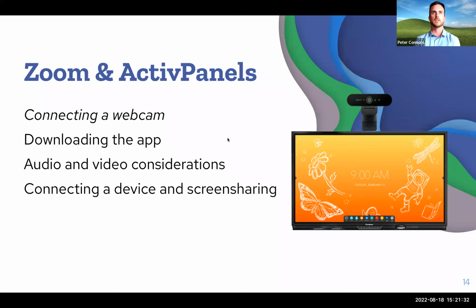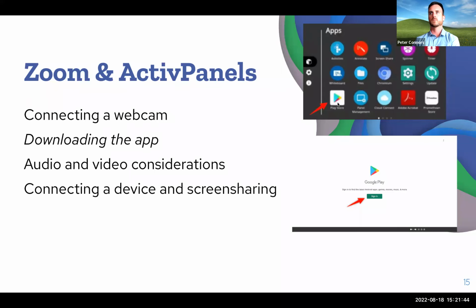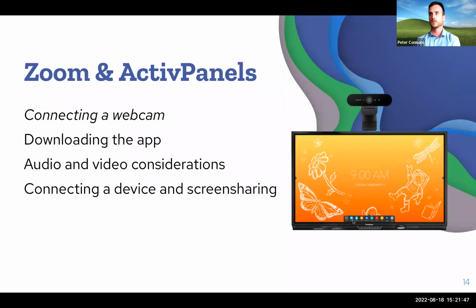Again, we'll share out this slideshow, but those panels do have the Play Store. It's in the locker, right there. It's one of the buttons on the panel. In the Play Store, sign in with your apps, log in, and just install Zoom if it's not already on the panel.